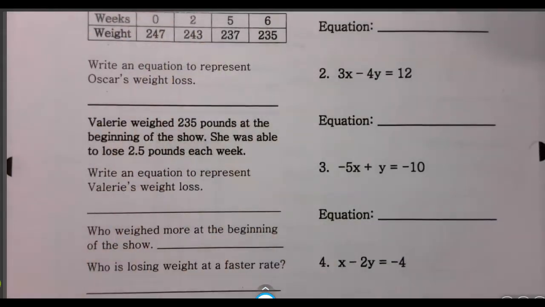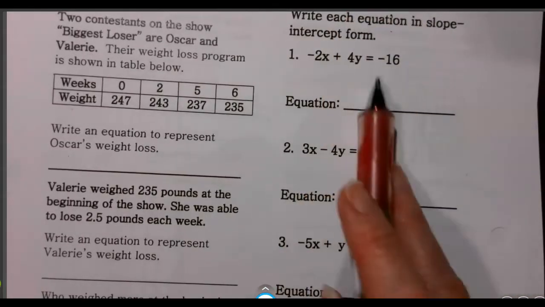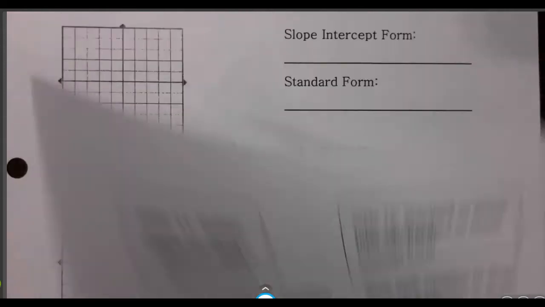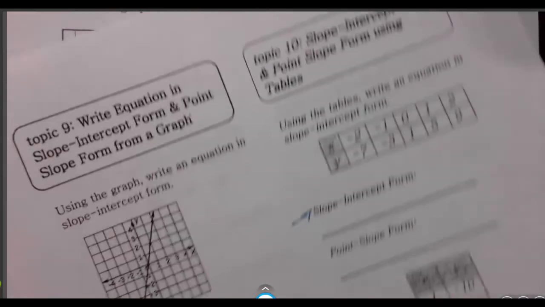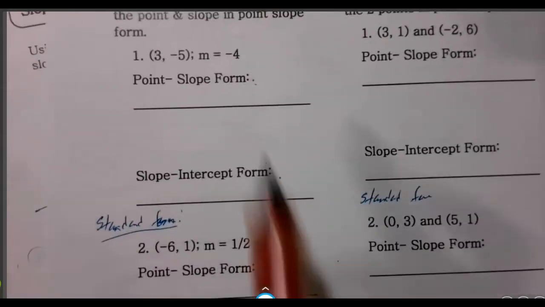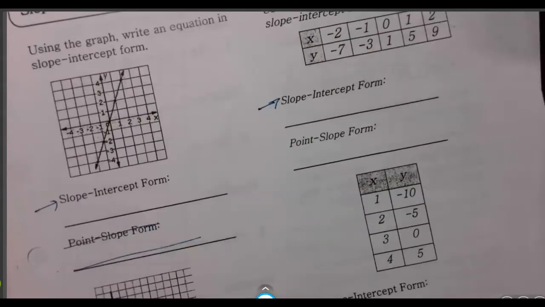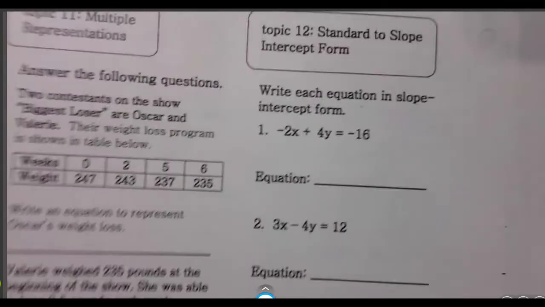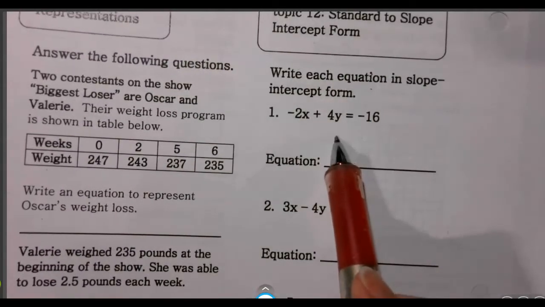Multiple representations. So it's going to ask you to do things here. Standard, slope intercept. So see, they separated it out here. But on the test, it's going to be like what I showed you. We're going to ask for point slope, slope intercept, and standard form. So this is just for practice. Not a bad thing to practice it again.